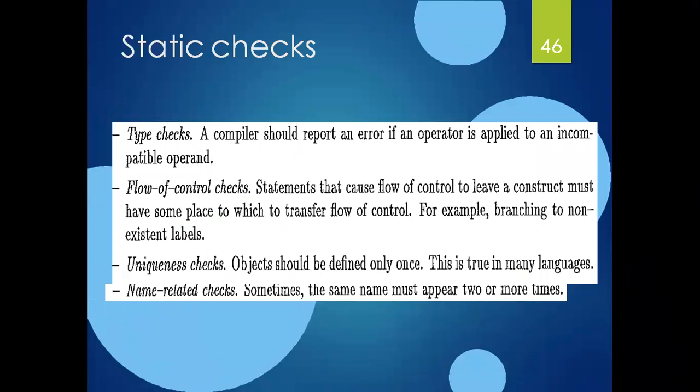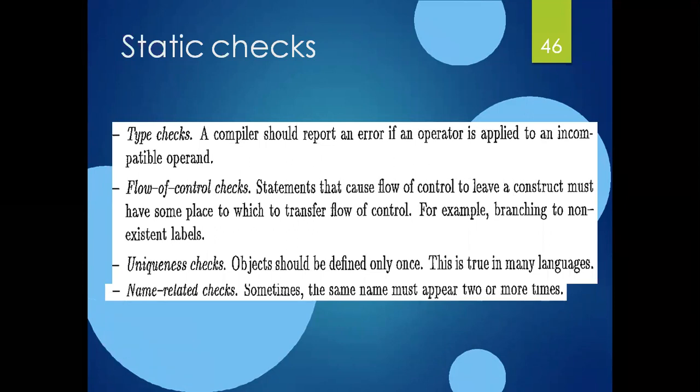Static checks. While coming to static checks or type checking, we have different types of checks, like type check, flow of control check, uniqueness checks, and name related checks. And what is type check? As already explained, the definition of type checking, and one of the most important points, is detecting the errors arising in an expression due to incompatible operands. That is the most important definition for type checking, and it is also an important point for a question like what is the need of using these type checks.